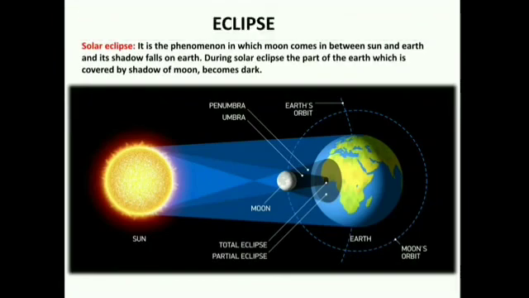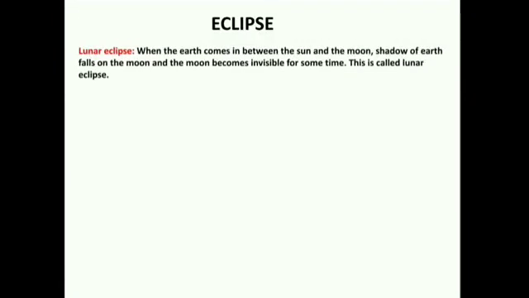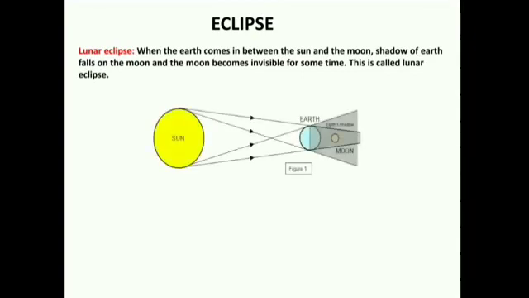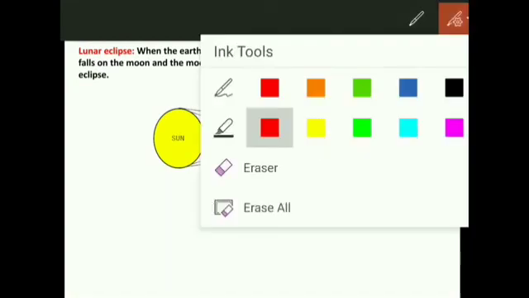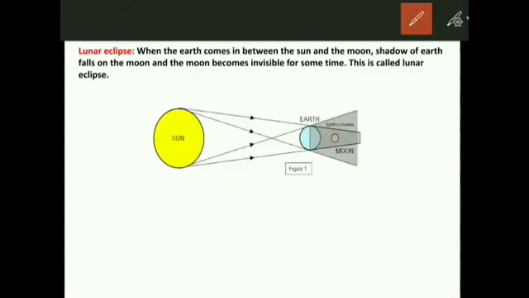Alright, now we will go to lunar eclipse, Chandra Grahan. When the earth comes in between the sun and the moon, the shadow of the earth falls on the moon and the moon becomes invisible for some time. This is called a lunar eclipse. Now in this case, what is happening? The earth is in between the moon and the sun. The sun is here, the moon is here, and the earth is in between.